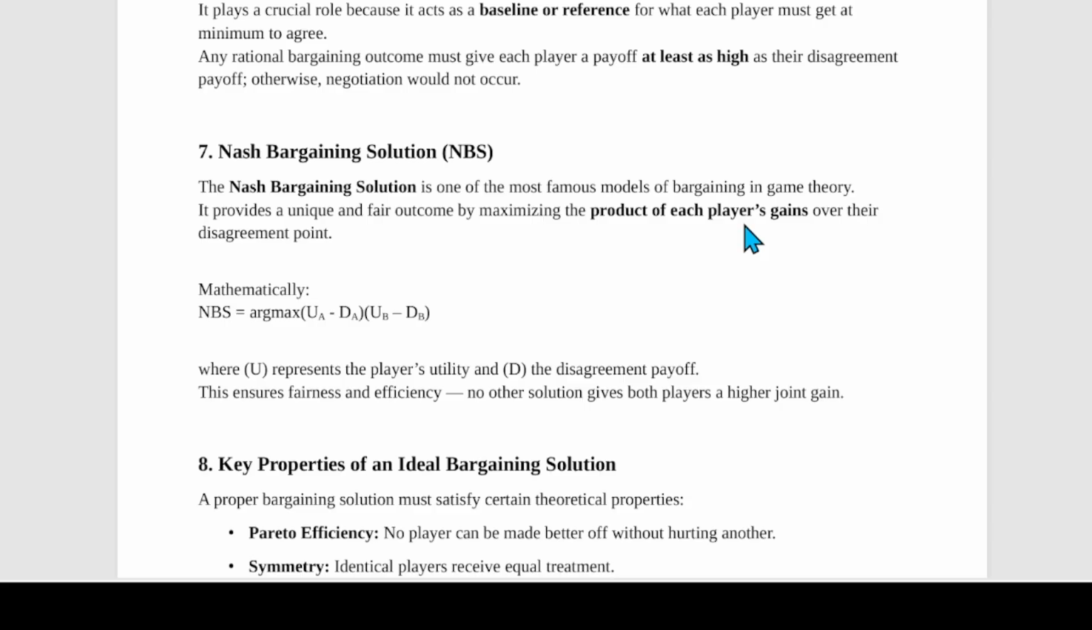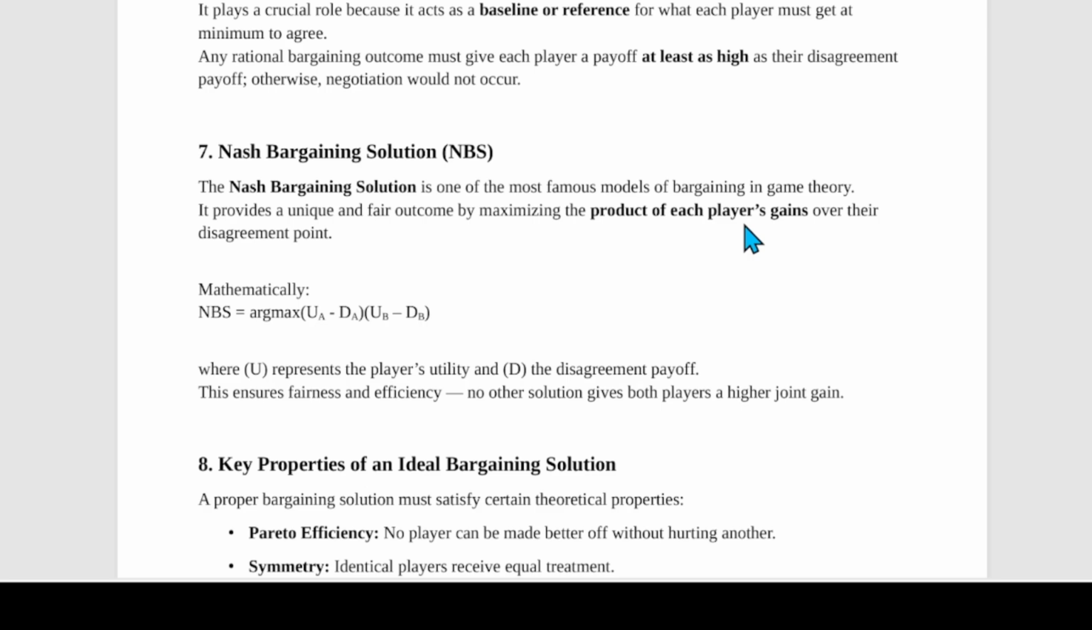What will be a mathematical idea for this? Mathematically अगर हम लोग इसको interpret करें तो it will be total win should be high. ठीक है, total win high होना ही चाहिए, plus fairness भी maintain होना चाहिए. Okay, if you verbally put the mathematical equation, this is what comes out. Now, what does this guarantee? This guarantees fairness, efficiency, and mutually beneficial outcome. Okay, now if you look at the mathematical equation, it is NBS equals argmax (UA - DA)(UB - DB), where U represents the player's utility. Okay, A is obviously player A and B is obviously player B, and D is the disagreement payoff.